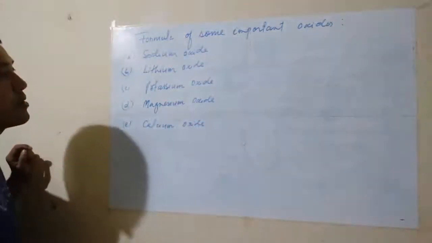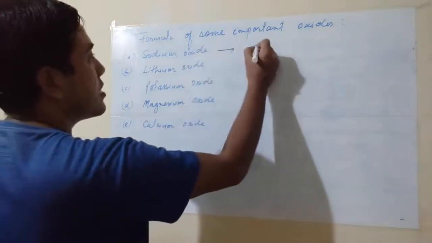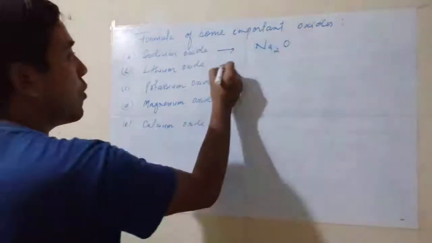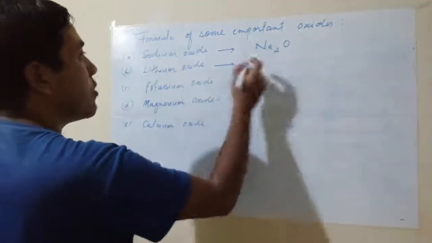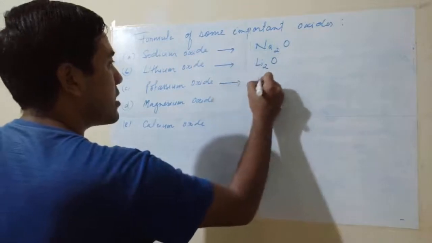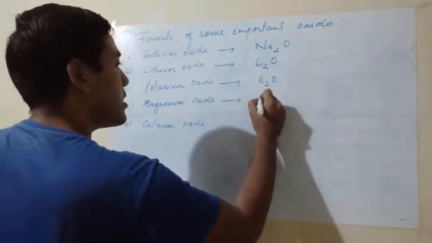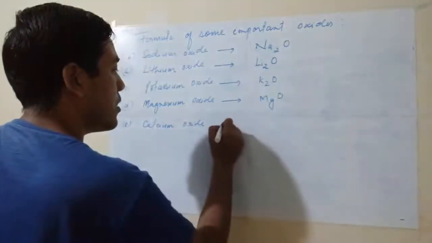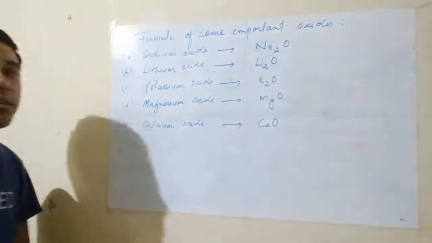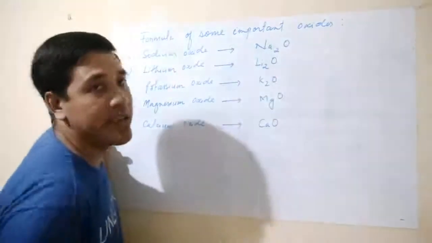Right, I'm giving some of these. What is the formula of sodium oxide? That is Na2O. Right. What is the formula of lithium oxide? Li2O. What is the formula of potassium oxide? K2O. What is the formula of magnesium oxide? MgO. What is the formula of calcium oxide? CaO. Right.